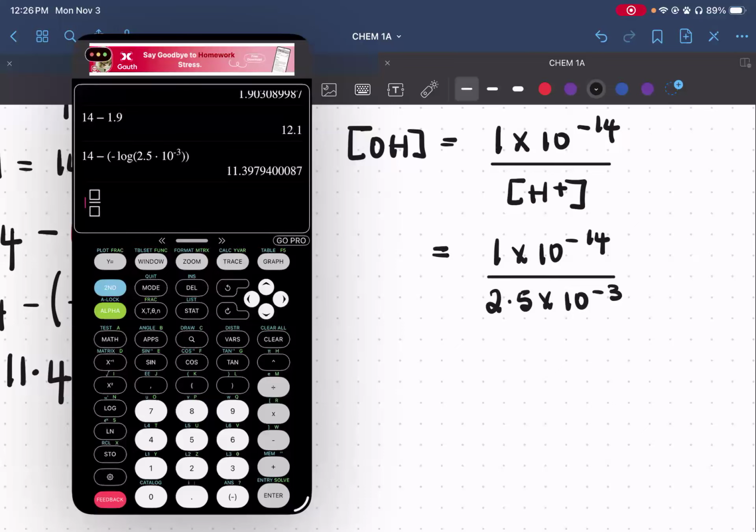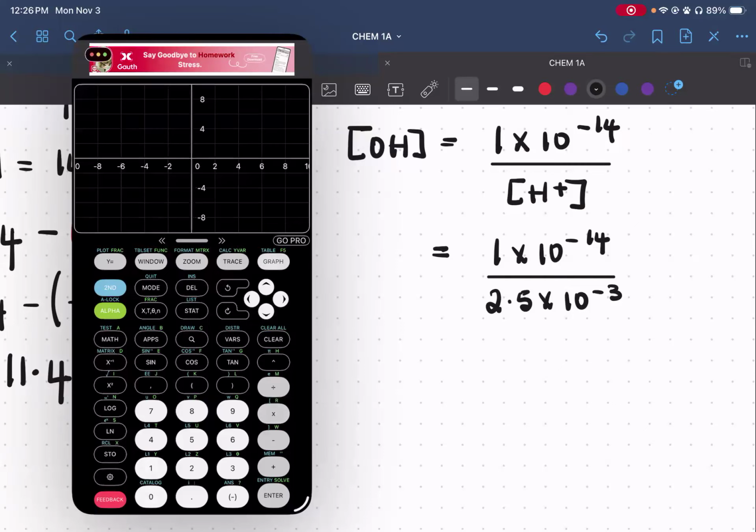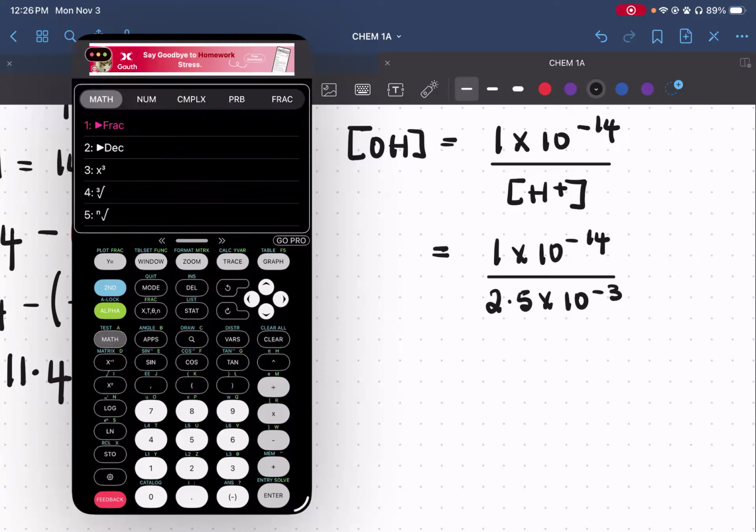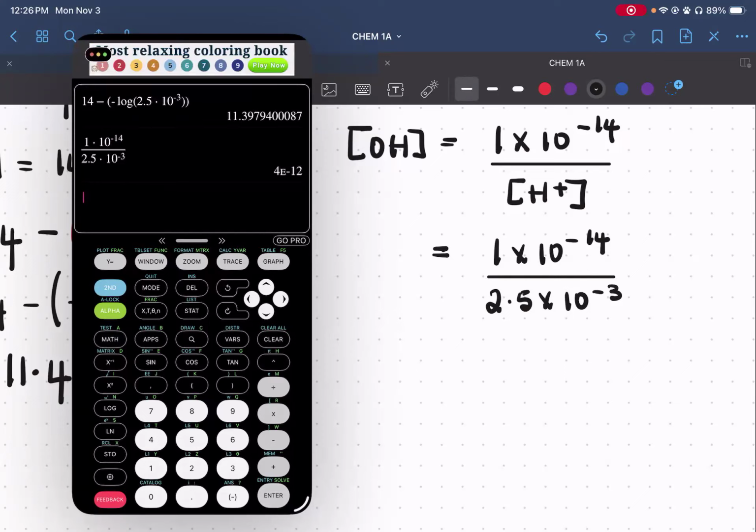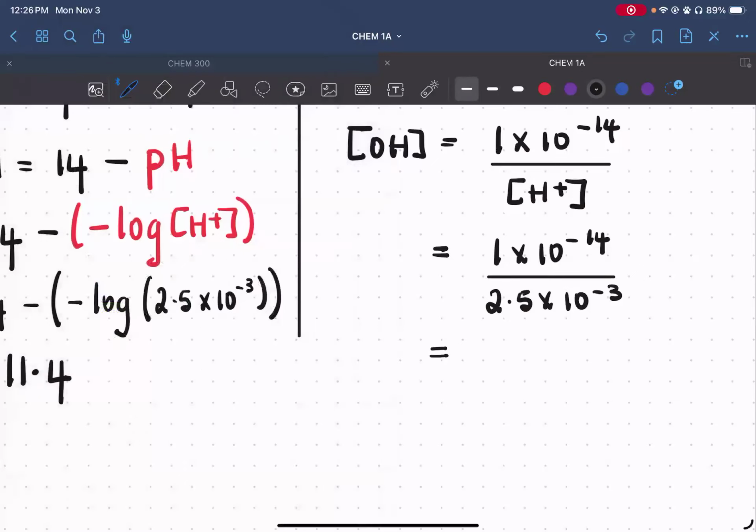Putting this into my calculator, 1 times, fraction. On top, we have 1 times 10 raised to the negative 14 divided by 2.5 times 10 raised to the negative 3. We see here a pretty simple flat number. This is just 4 times 10 to the negative 12.